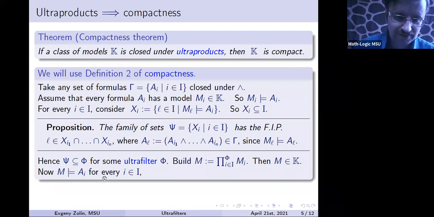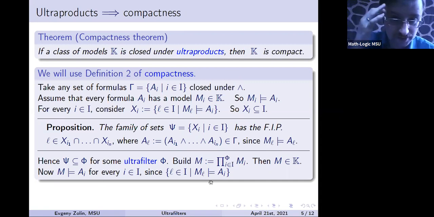And here we, for the first time, use the main result about ultraproducts. AI holds in this model if and only if the set of indices where this formula holds belongs to the ultrafilter. Let us consider the set of indices L where this formula holds. Why is it an element of the ultrafilter? Because it is exactly Xi by our definition. And Xi is an element of the filter. That's it.